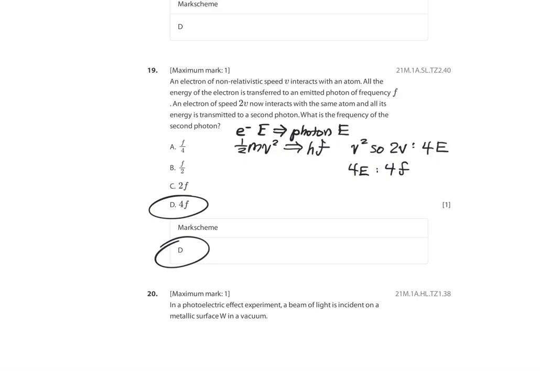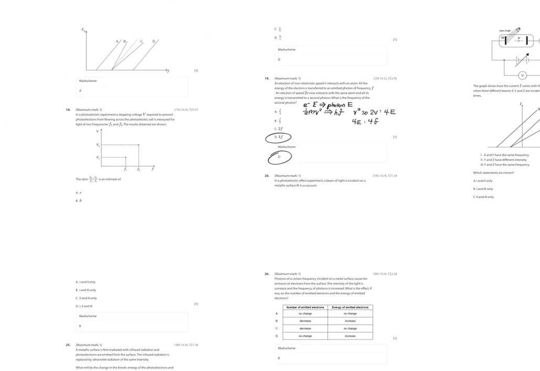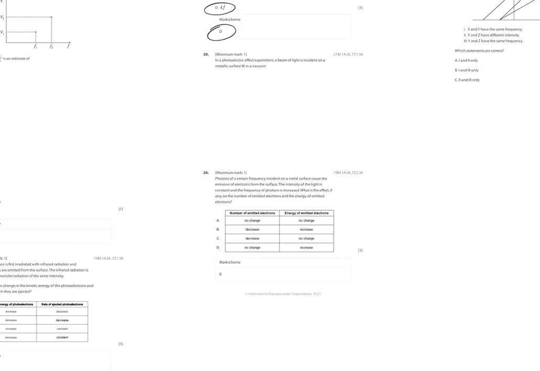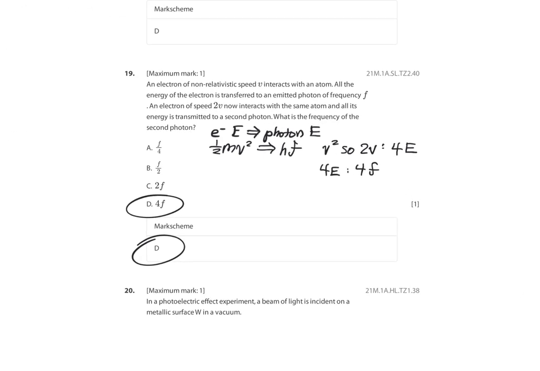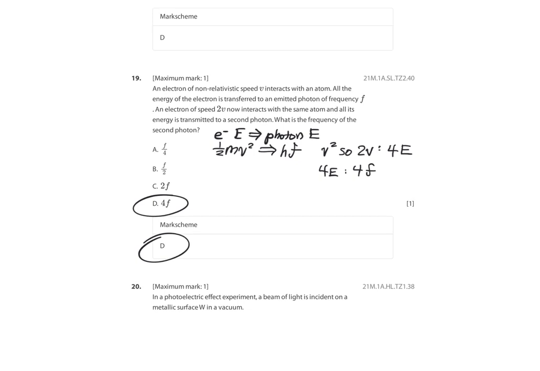So this video is the third of three, numbers 19 to 26 in the multiple choice, paper 1A. So 19 has an electron interacting with an atom, and a photon is emitted. The electron has a speed v, and the frequency of the photon is f. Double the speed of the electron, what happens to the frequency of the photon?